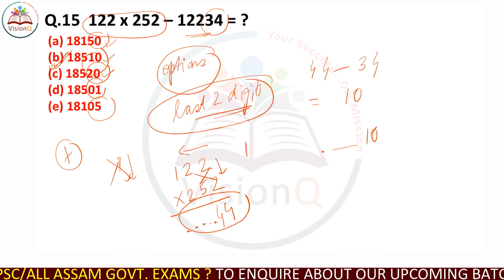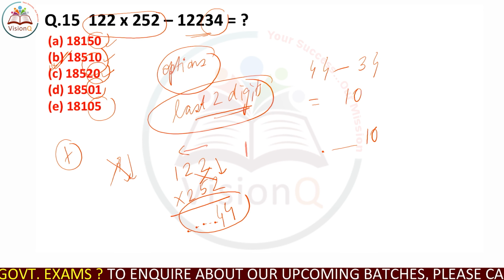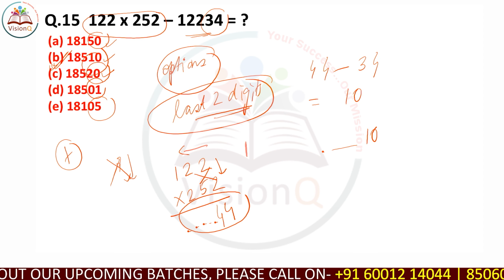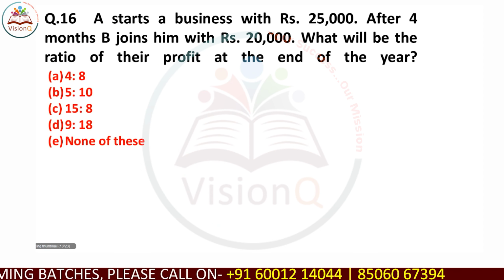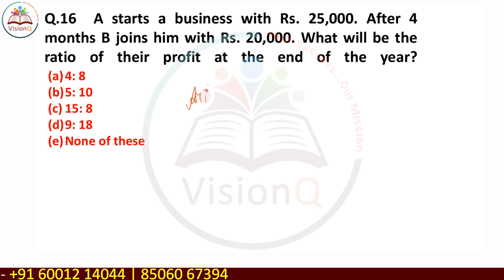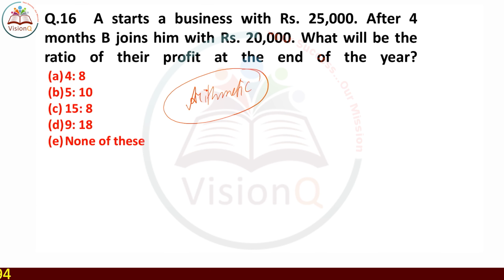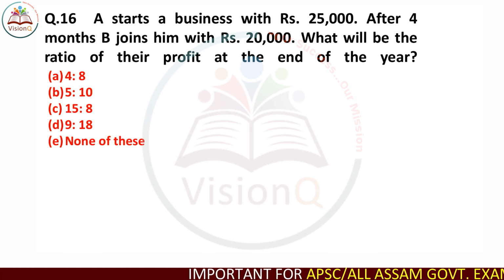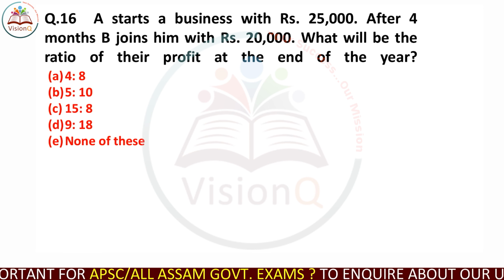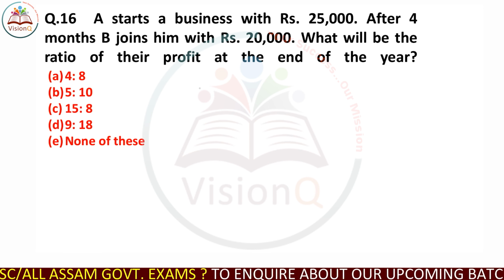So these were the questions of data interpretation, quadratic inequalities and simplification. The last 5 questions will be from some topics of arithmetic, important for every kind of examination. Now see question number 16 here, a question based on the topic of partnership.